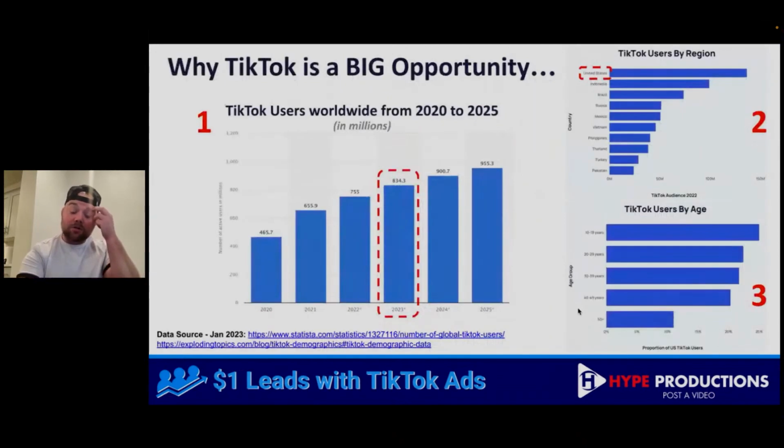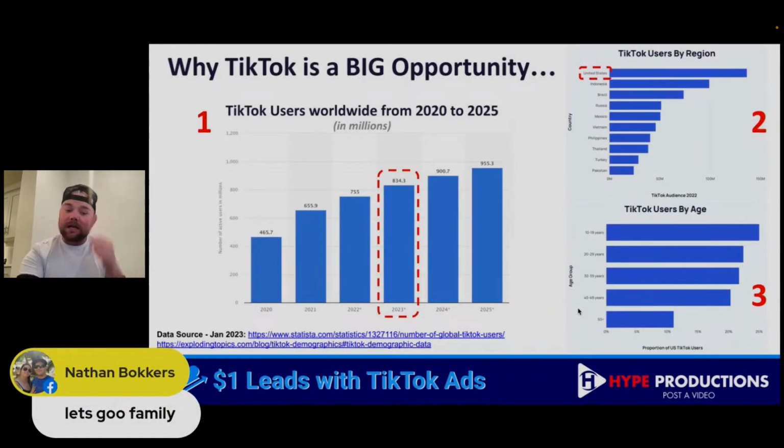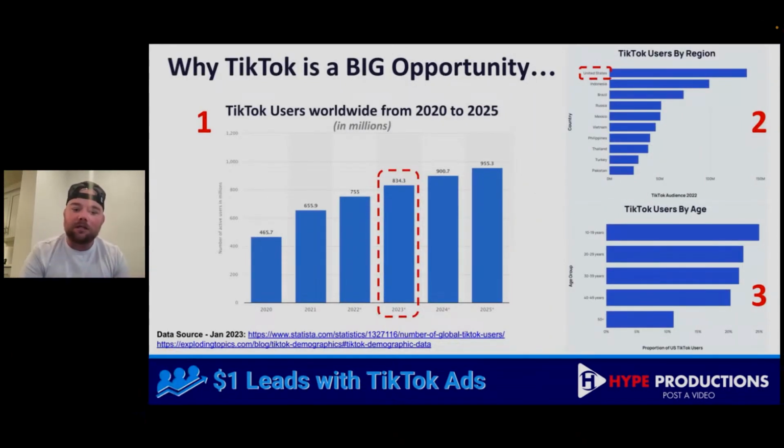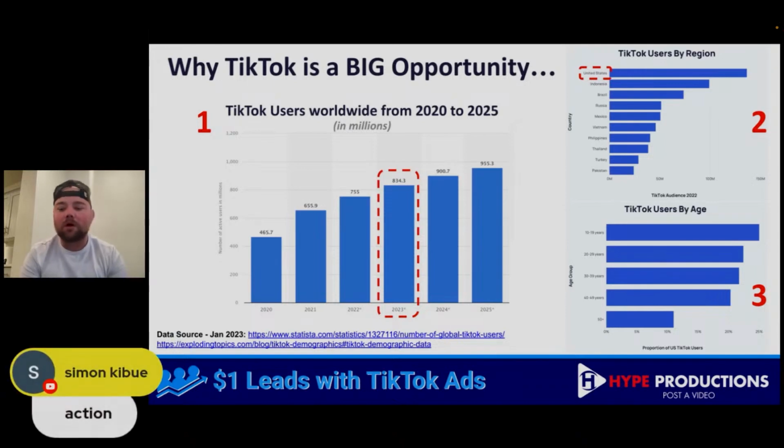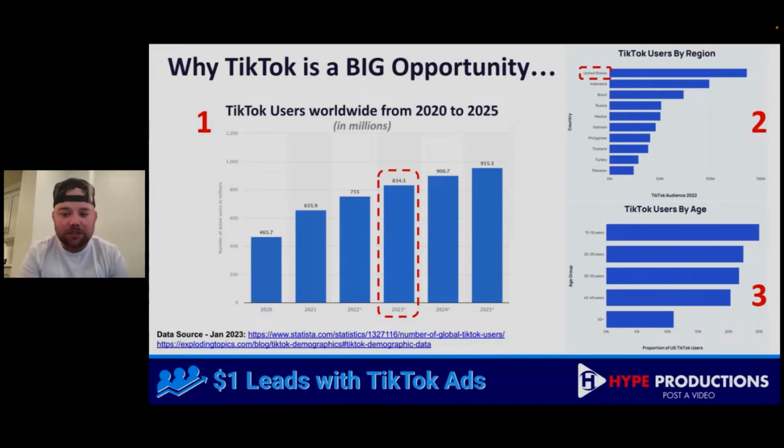So TikTok is huge. If you're not sold on it yet, this slide is just to sell you on the opportunity in TikTok. 834 million people use TikTok. The United States is the number one user. TikTok's ages go from 10 years old to over 50. Okay, so your demographic is on TikTok. We're proving that concept right now. Even if you're in a different niche or category, your people are there.